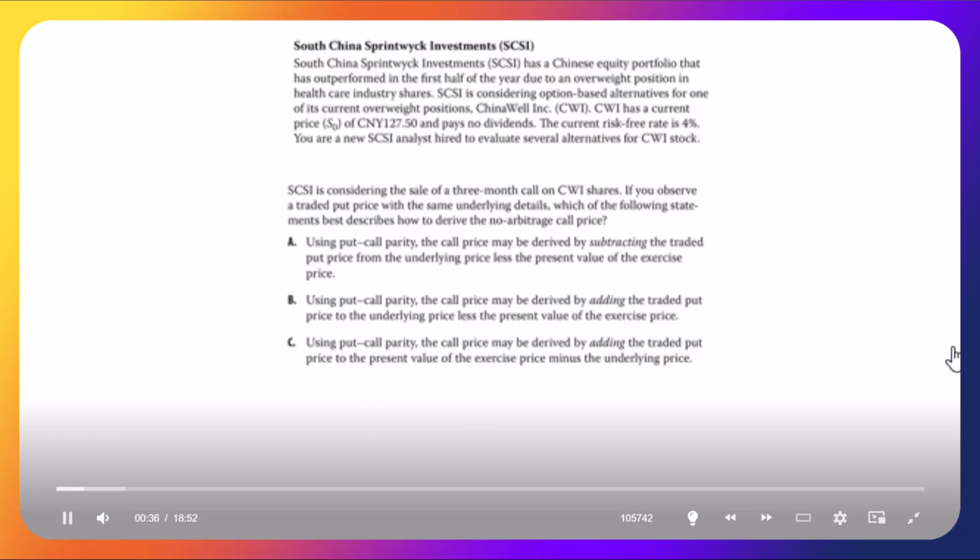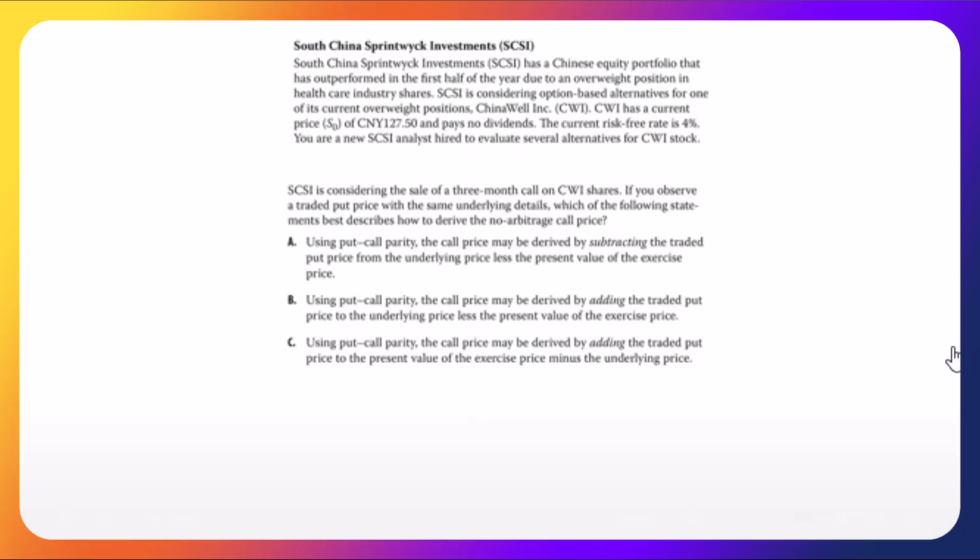China Well Inc., CWI. CWI has a current price S0 of 127.50 and pays no dividends. Current risk-free rate is 4%. We're just given RF as 4%. When I'm just told an RF of 4% like that, I'm going to apply it using compounding. That tends to be how they roll in the reading.